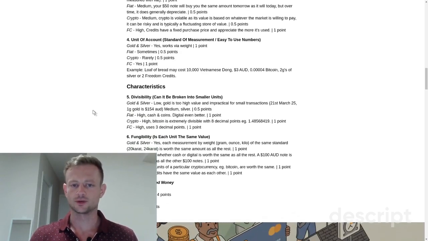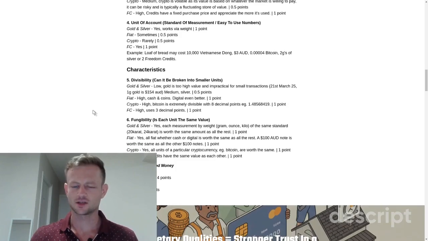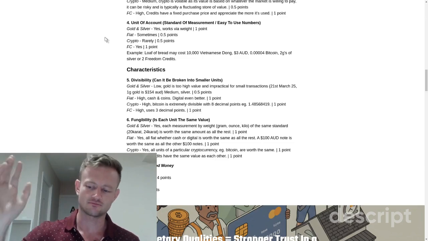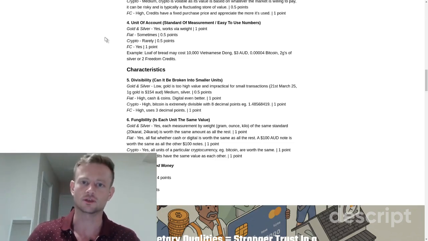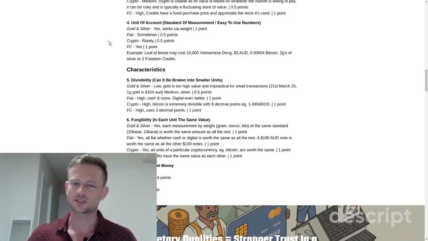Number 4, unit of account. So it's like a standard of measurement or easy to use numbers. Gold and silver is really quite good because it works via weight. How much is this donkey, this house, this t-shirt? Well, it's a particular weight of gold or silver. And most of the time that's pretty good. With fiat, sometimes it can be a good unit of account.